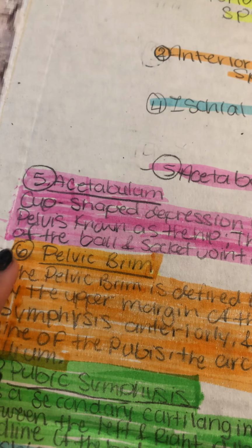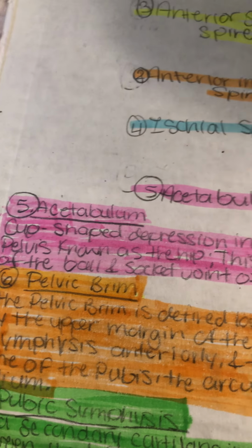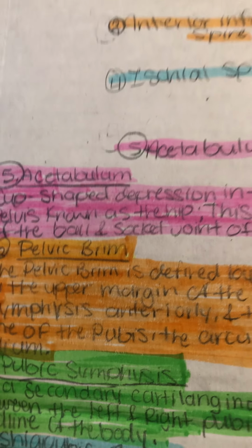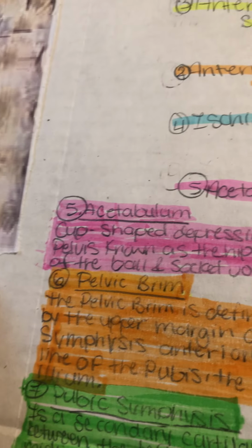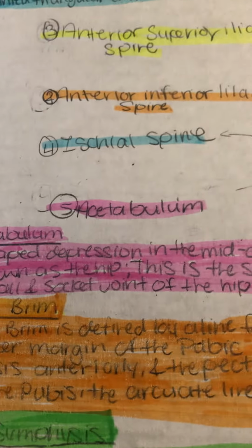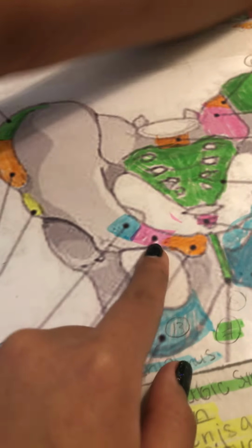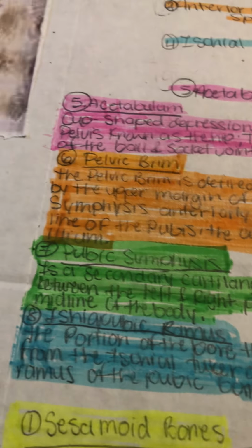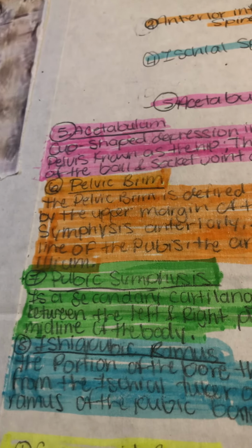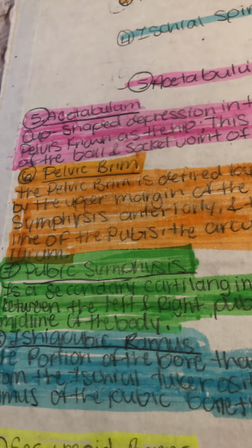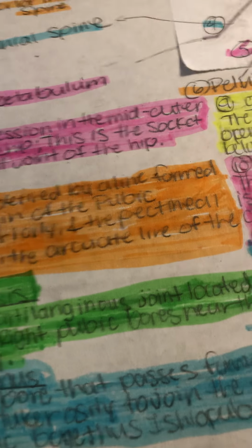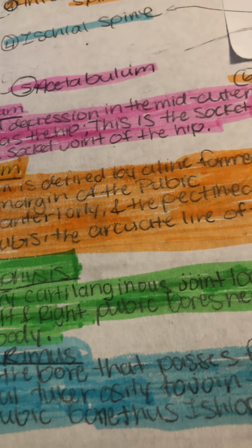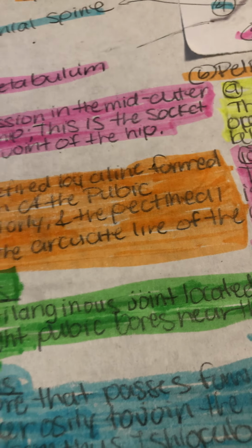Number 5, the acetabulum, a cup-shaped depression in the mid-outer pelvis known as the hip. This is the socket of the ball and socket joint of the hip, which is right there. It points to over there. Number 6, the pelvic brim. The pelvic brim is formed by the upper margin of the pubic symphysis anteriorly and the pectineal line of the pubis, the arcuate line of the ilium, which points to right here.